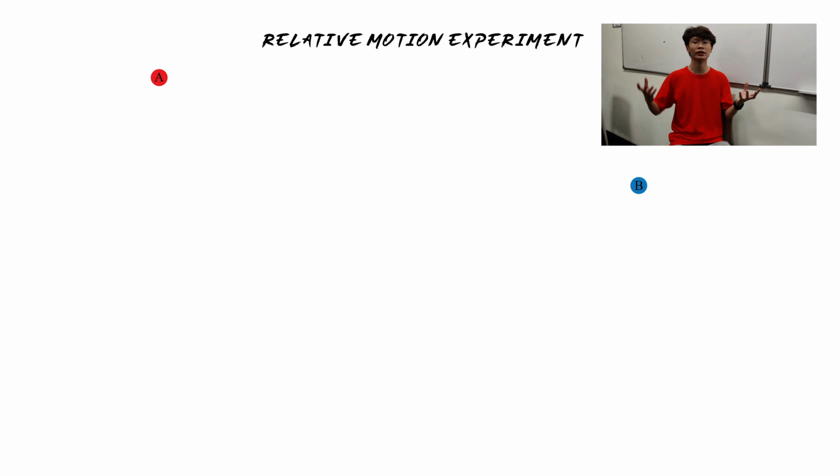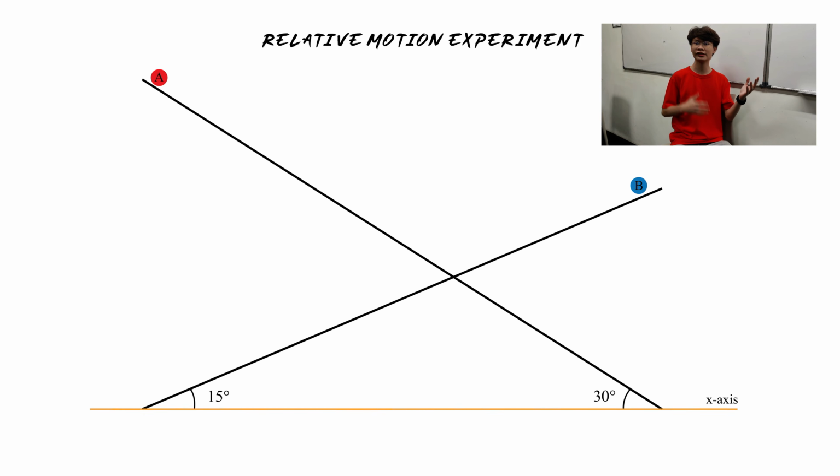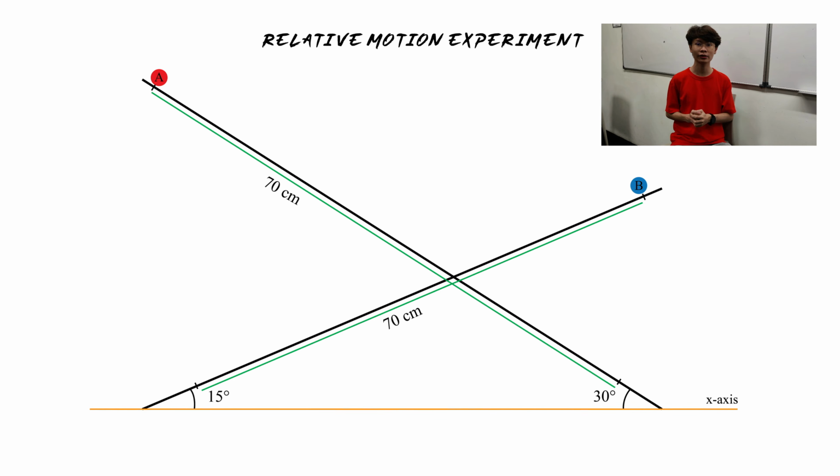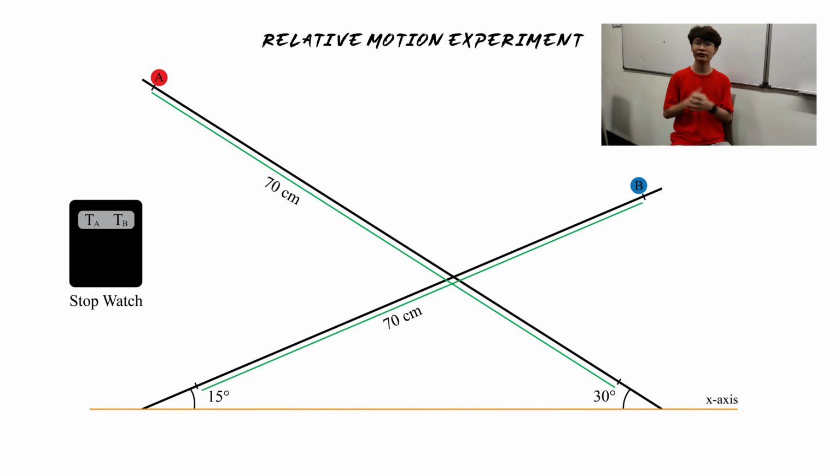Therefore, Group 6 will be conducting an experiment related to relative motion between two particles, which we have set as particle A and particle B, both moving down two different inclinations of 15 degrees and 30 degrees. However, the distance travelled was set at 70 centimeters for both. So the time taken for each particle to travel that 70 centimeters was denoted and further calculations were done.